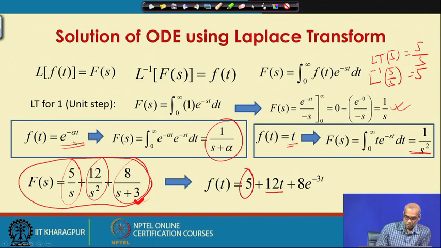So, 8 by s plus 3 will be the Laplace transformation of 8 into e to the power minus 3 t. Consider 1 by s plus 3 first. Put alpha equal to 3, so it becomes e to the power minus 3 t. Now, multiply by 8. This can be written as 8 into 1 by s plus 3. So, the inverse of 8 by s plus 3 is 8 into e to the power minus 3 t.